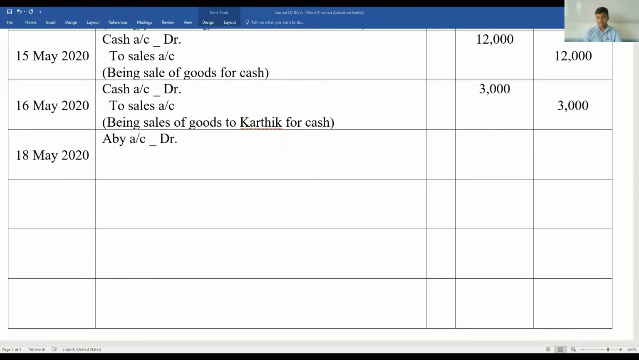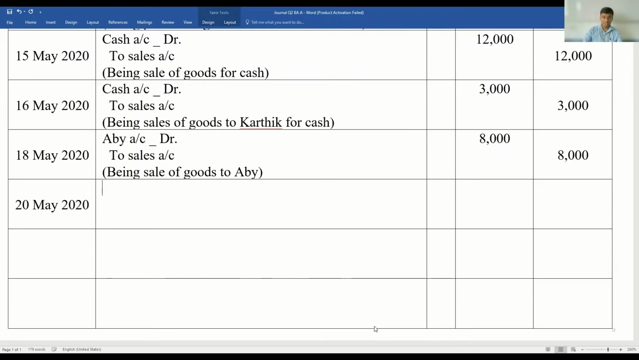So AB account debited. The amount is 8,000 to sales account 8,000 being sale of goods on credit. So it is understood it is a credit transaction. Let's go to 20th May.